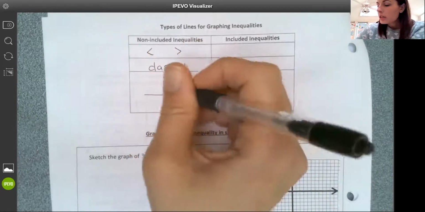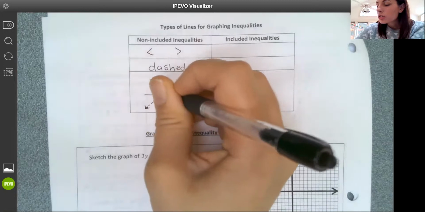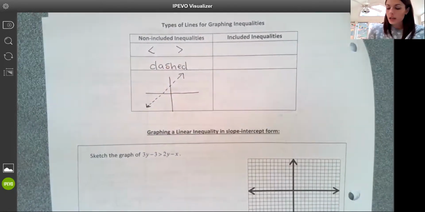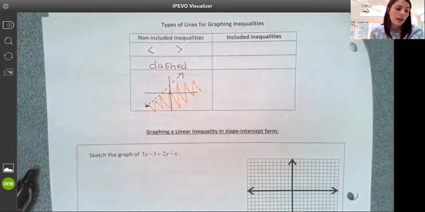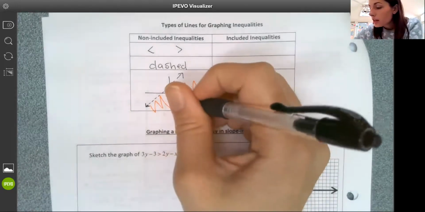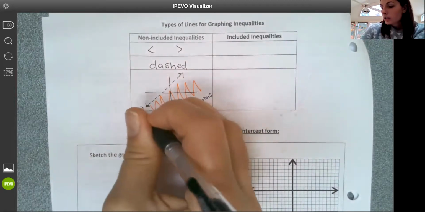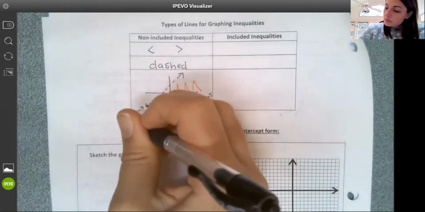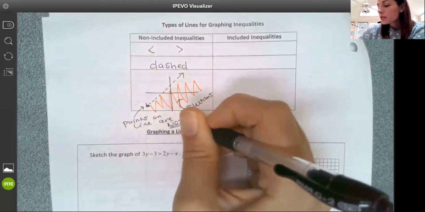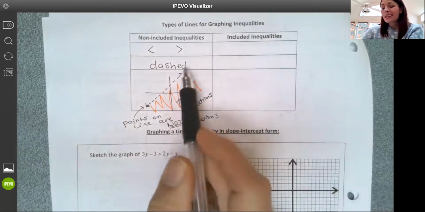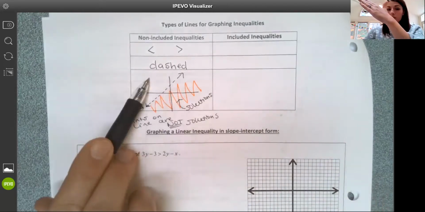So for example, here's my XY axes. I'll have a dashed boundary line that I'll draw in, and then it'll be shaded on one half or the other. And so what that means is that where it's shaded would be solutions to my inequality. And the points on the line are not solutions. Okay, meaning the line is not including solutions on it. It's just creating a boundary between solutions and non-solutions.